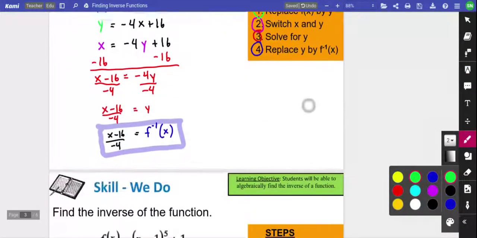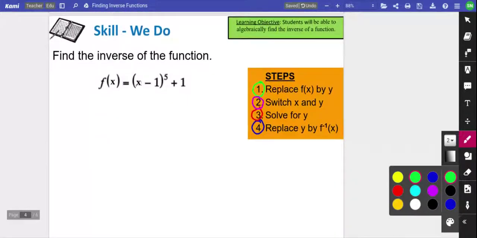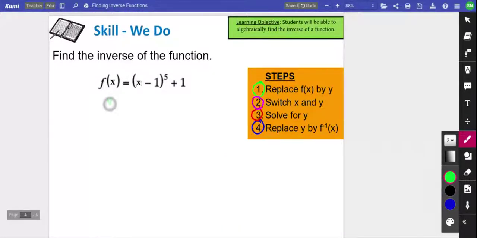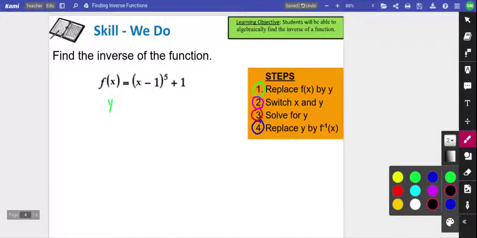Example number 2. Again, we start by replacing f of x by y. Everything else remains the same. Step 2, switch x and y. The x's become y's and the y's become x's. Everything else, we keep the same.